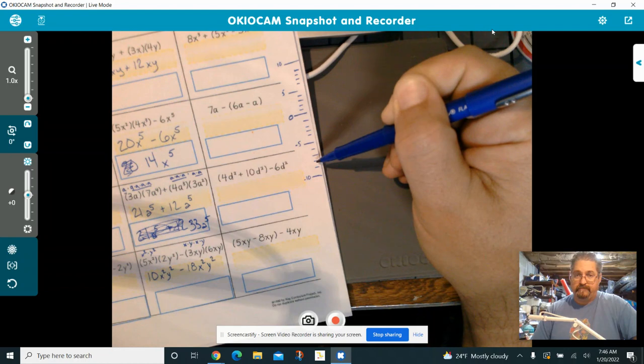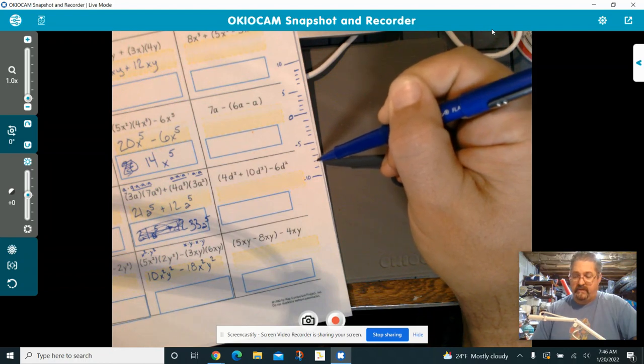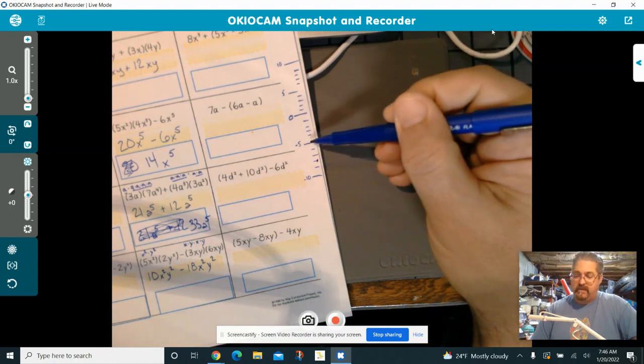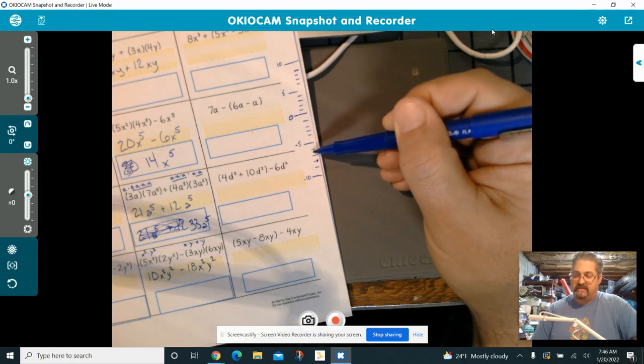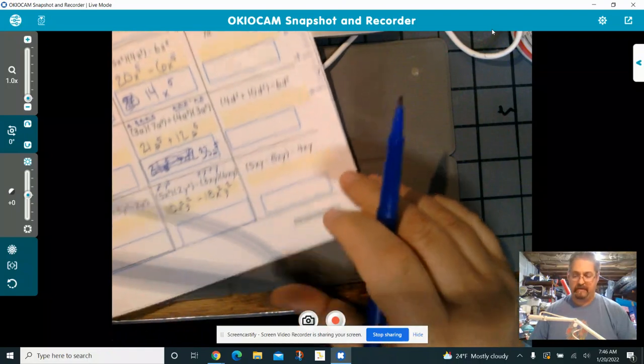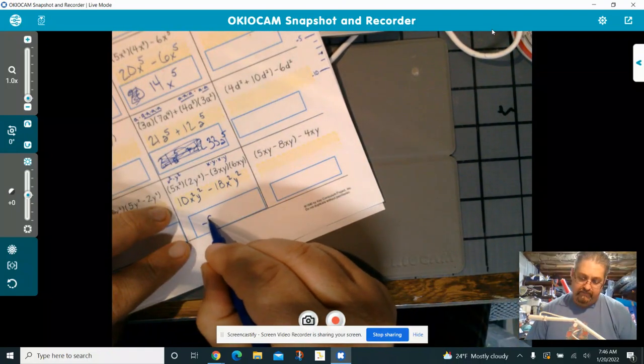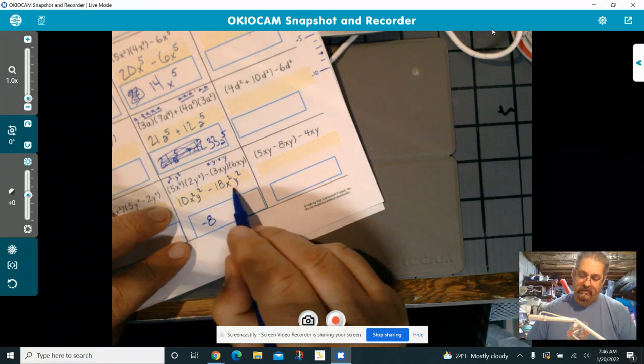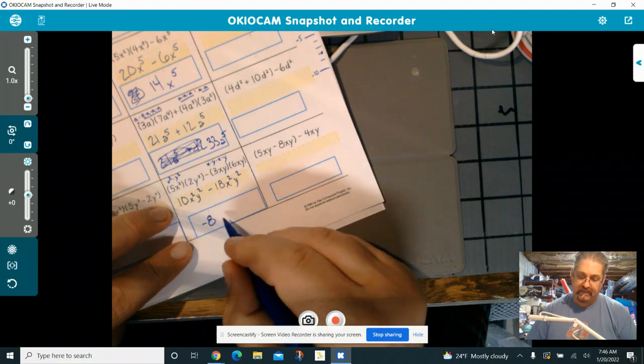Okay. Puts right here on this spot. There's negative 5, negative 6, negative 7, negative 8. Okay. Negative 8 x squared y squared, because those will stay the same.